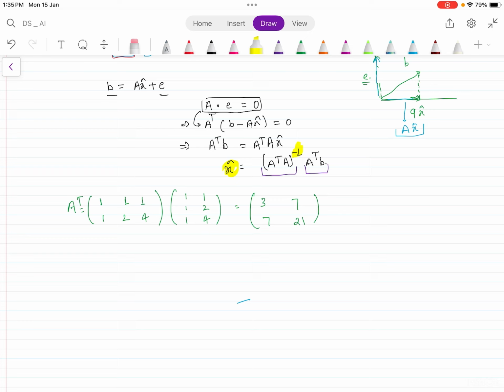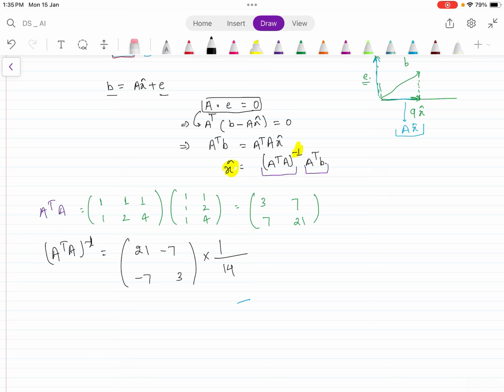Now we can take the inverse of this matrix, because we have to find the inverse of this a transpose a. So here it is, this is a transpose a. Now we can take the inverse of this, so these two diagonal elements will get exchanged, and the sign of the off-diagonal elements will get changed. Also we will have the determinant of this, so that is 63 minus 49, that is 14.